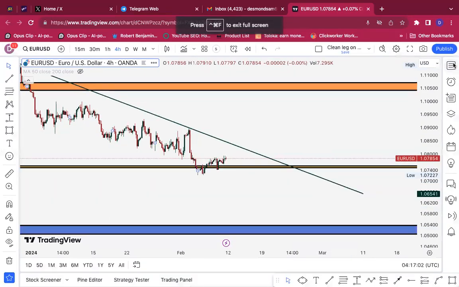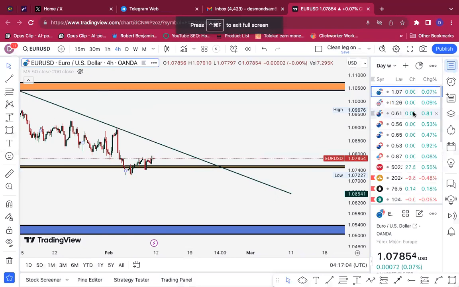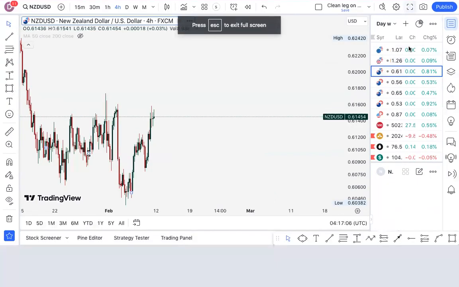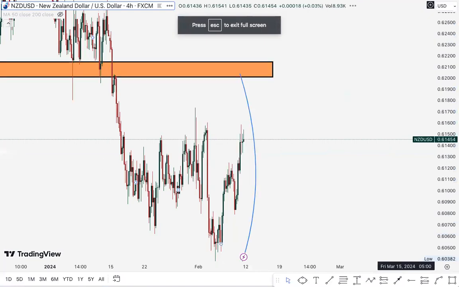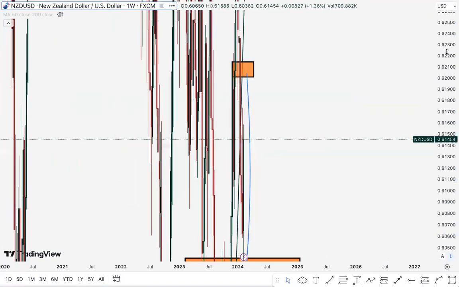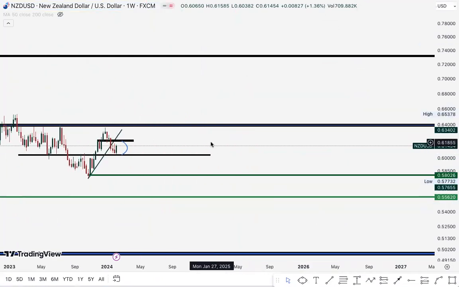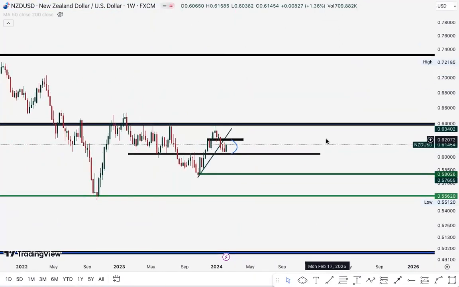All right, so the next pair on my list here would be the New Zealand USD. I highlighted this market once again in a previous weekly analysis. Was it my weekly analysis? I think I sent it to my Telegram community. So once again, just check the link there. It brings you straight to my Telegram community.